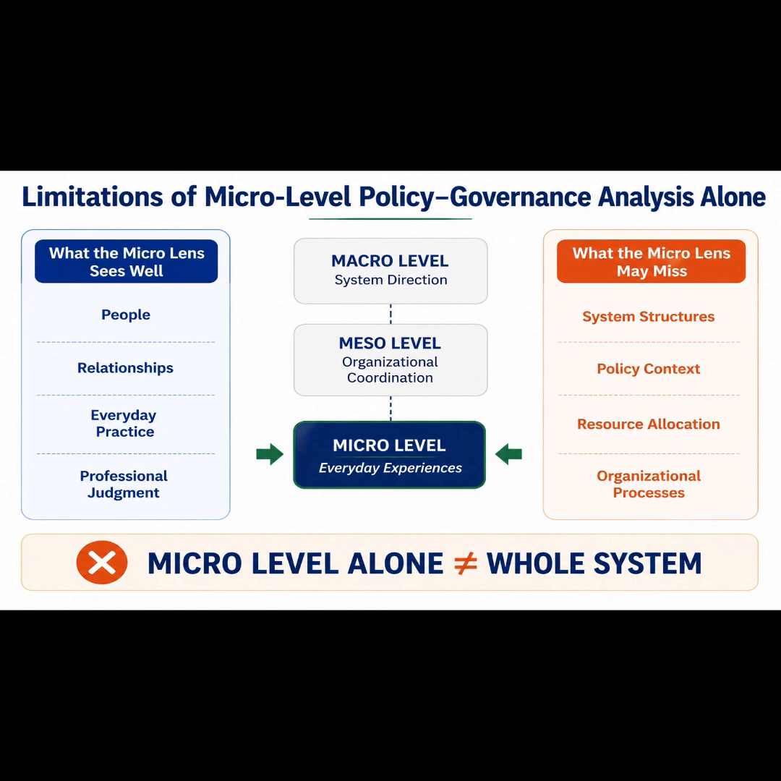The diagram in the center helps illustrate this point. The micro level exists within a larger system. Above it are the meso and macro levels, which influence what resources are available, what priorities are emphasized, and what expectations guide educational practice. This means that some challenges observed at the micro level may actually originate elsewhere in the system. What appears to be an individual or classroom issue may be connected to organizational decisions or broader policy directions.